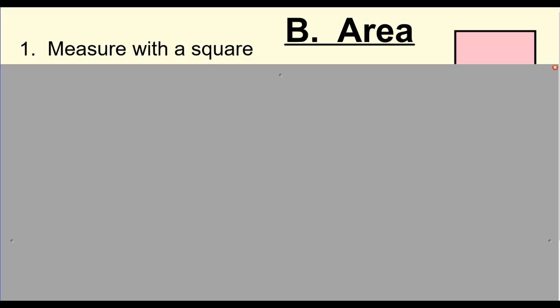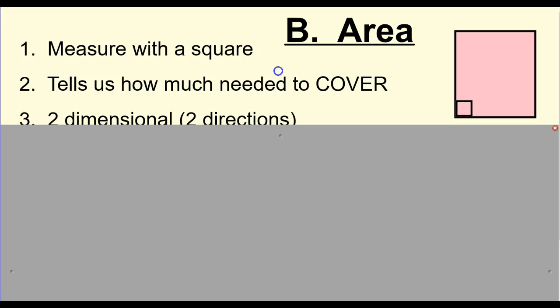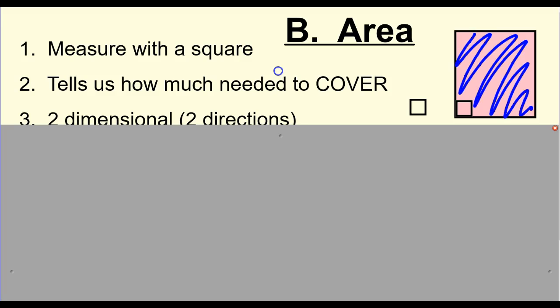So we need to keep that straight from area. Area we measure with a square. So I don't use a ruler or a string anymore. I use a square. So here's my picture. If I wanted to know the area of this whole thing, I would be asking myself, how much do I need to cover that entire shape? So I use squares. See my little squares here? I would say, how many squares does it take to cover this whole thing? That would be an example of finding the area.